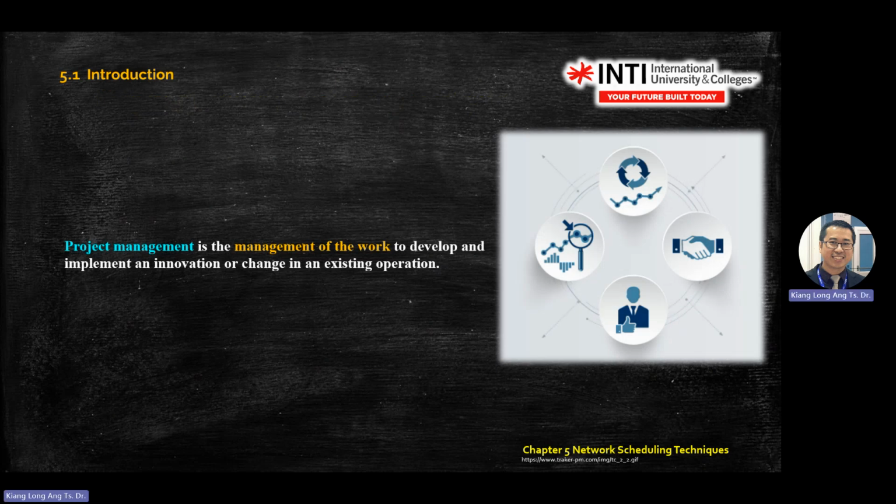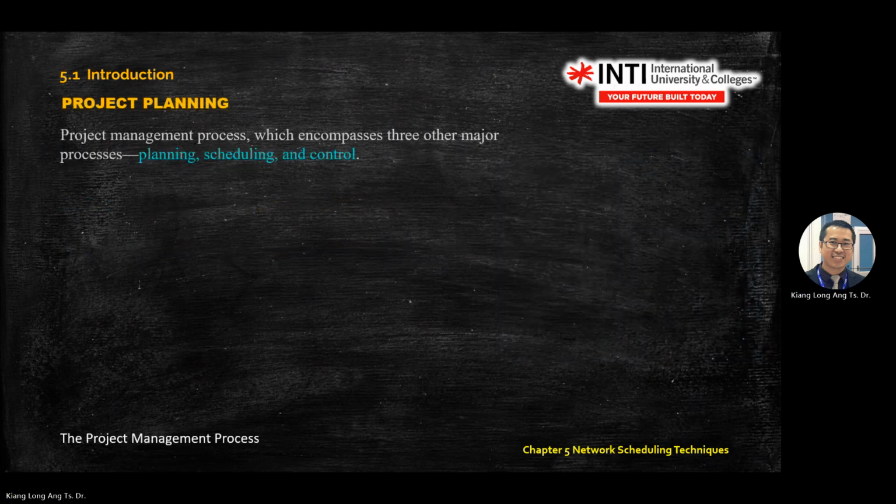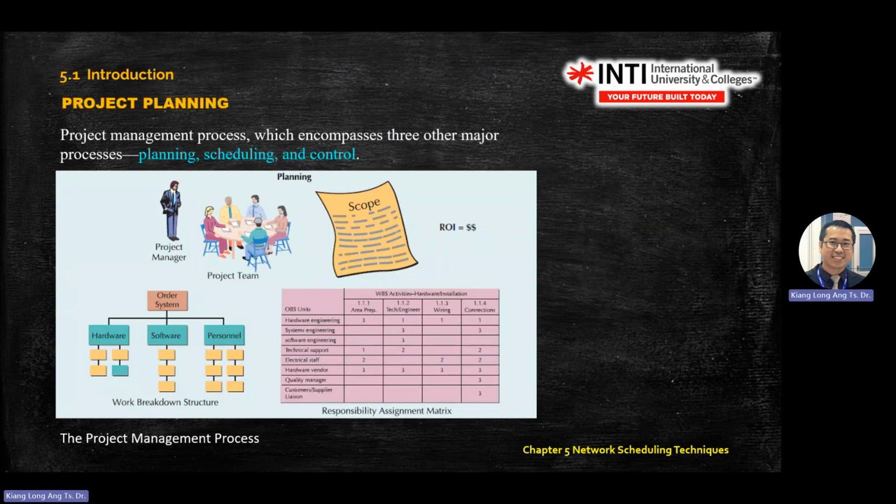Okay, project management definition was already done in the previous chapter. So this one you read, there are definitions for activity, project, and project management. When you do project planning, you will go through the project management process, which has 3 main processes: planning, scheduling, control. Actually, it's 5: initialization, planning, executing, monitoring, and closing. So these are the things you read.